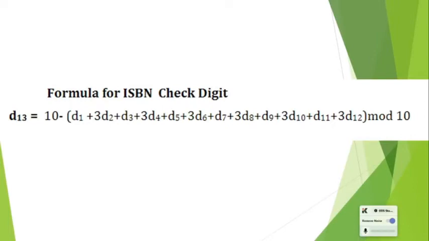Now, this is the formula for ISBN check digit. So, D13 is equal to 10 minus D1 plus 3D2 plus D3 plus 3D4 plus D5 plus 3D6 plus D7 plus 3D8 plus D9 plus 3D10 plus D11 plus 3 times D12, mod 10. So, actually, may pattern yan. Alternate lang, dapat 12 siya lahat. So, yung first digit, wala kang i-multiply. Then, the second digit, multiply by 3. So, 1313 lang yung pattern. That's for the ISBN check digit.